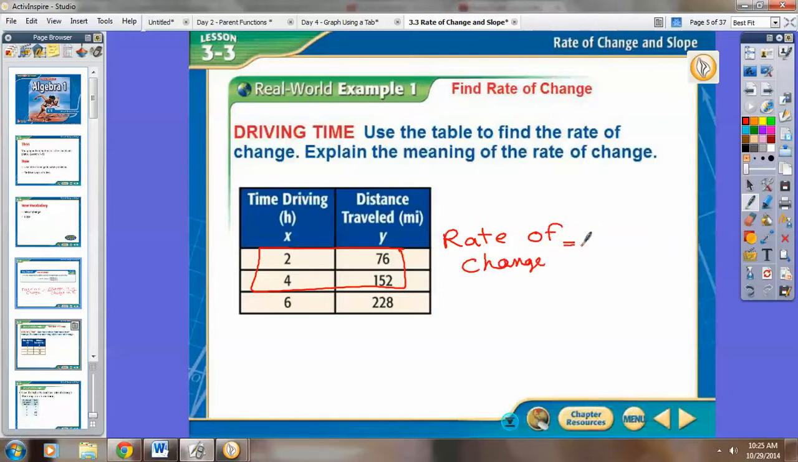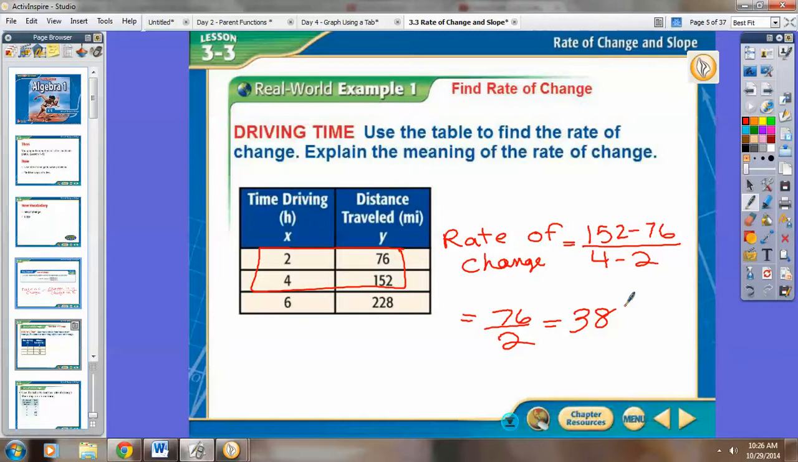To find rate of change, we're going to take change in y, so let's subtract. Let's take 152 minus 76. You should all have a calculator. What is 152 minus 76? 76. Okay. Divided by change in x. So if we did 152 minus 76, we need to start with the second ordered pair first. 4 minus 2. 4 minus 2 is? 2. Let's go ahead and divide. Take 76 divided by 2, and what do we get? 38.